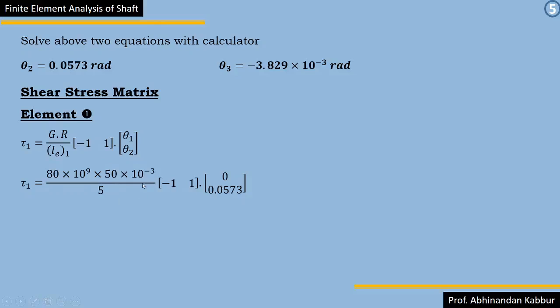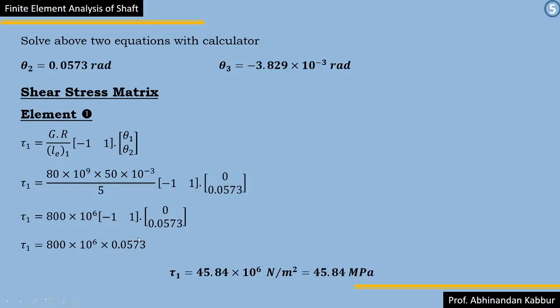There is this [-1 1] matrix as it is. Then I need to put the values of theta 1 and theta 2. My theta 1 is 0 because it is completely constrained. Therefore, the angular displacement at that point is 0. Then theta 2 I have calculated here, which is 0.0573. That is what I have substituted. Then after simplifying, I get 800 into 10 to the power of 6, then minus 1 into 0, it is 0, plus 1 into this value. I am left with this value.